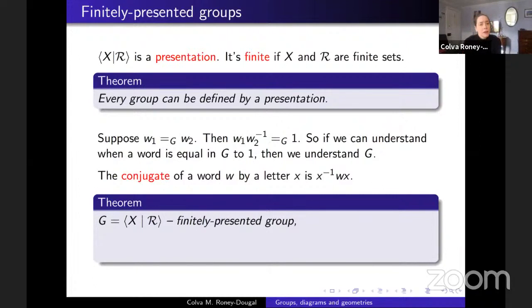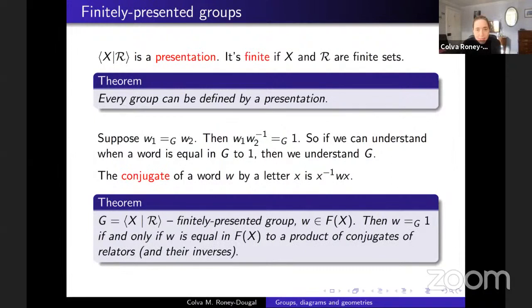Let's take G being given by a presentation like that. So it's finitely presented, X and R are finite. And let's take some word made over the right letters. So it's a product of elements of X and their inverses. Then W is equal to the identity in G if and only if, so this is a two-way condition, so we need to understand when words are equal to the identity in G. It's going to be equal to the identity in G if and only if it's equal in the free group, so that was the easier to understand group, to a product of conjugates of things from R and their inverses.